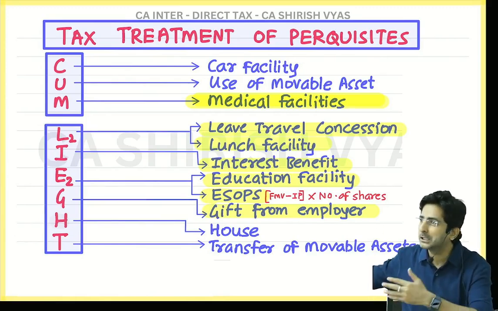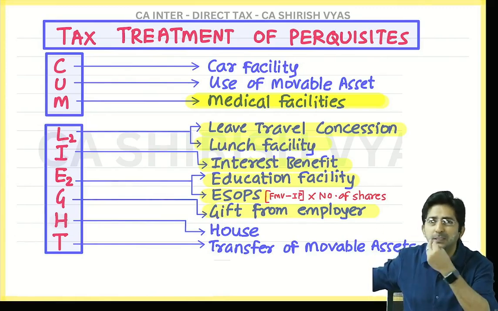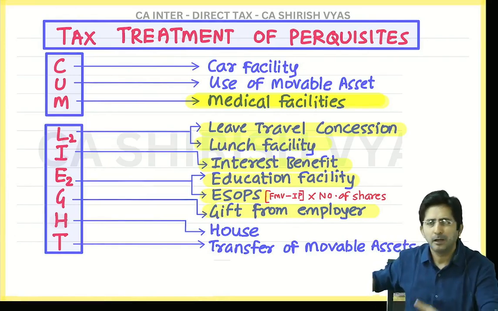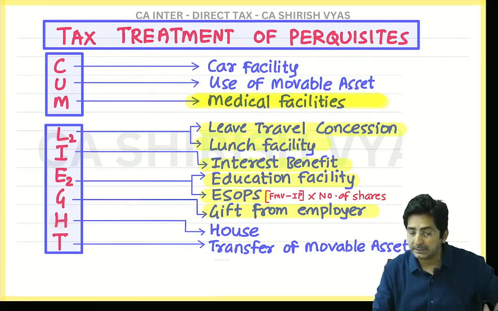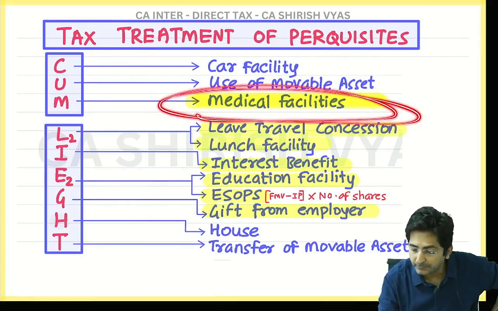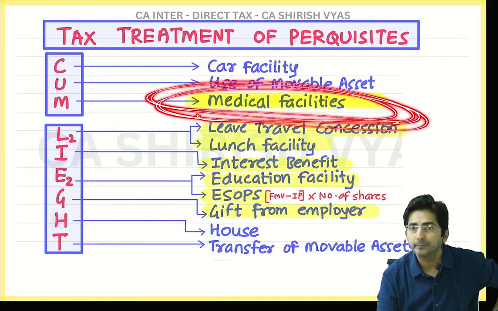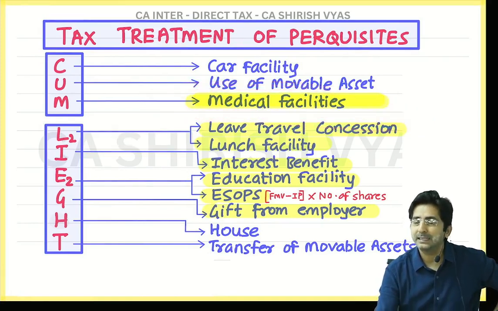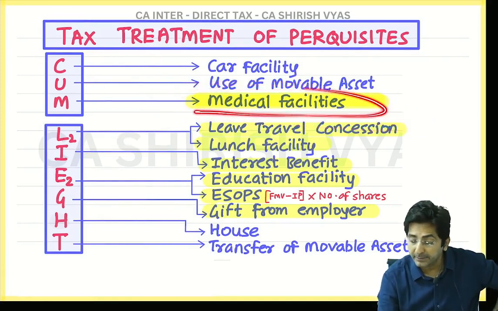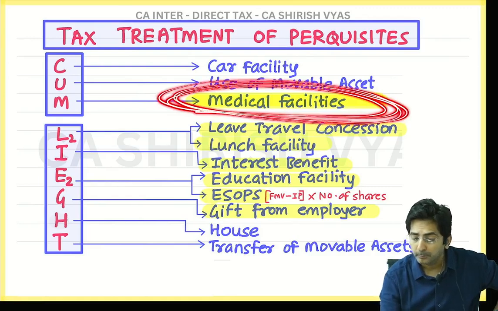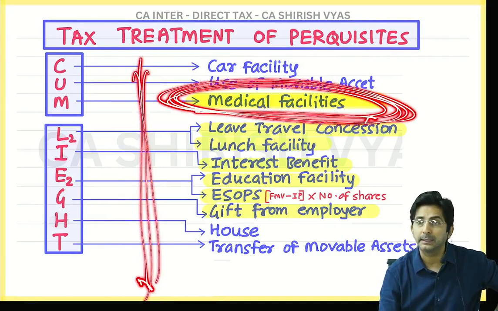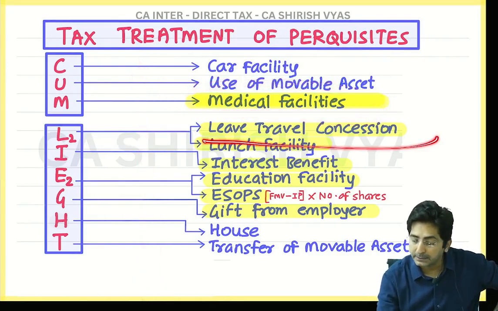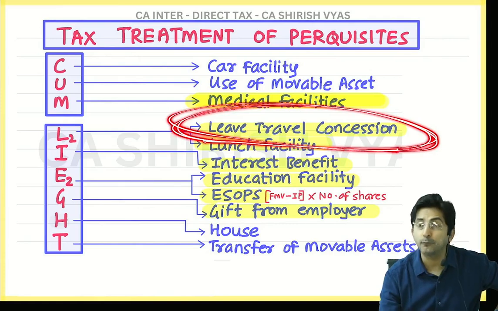Whether that is education 1,000 per month per child, or lunch 50 rupees per meal, or gift, all the rules which I am saying are given in Rule 3. Except that the medical thing was given in section 17. But that's okay, I told you today that medical was section 17. And the rest of the things are given in Rule 3. And leave travel is given in 10(5).